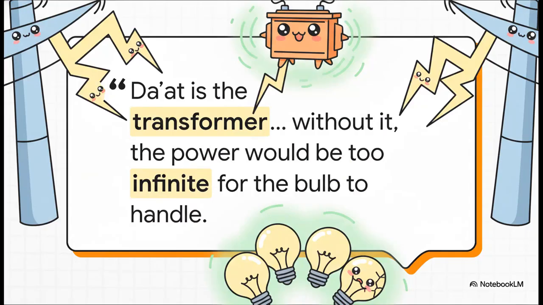This analogy from the source material is what really makes it all click. Think of the divine emanations as a high-voltage power grid, and our reality is just a tiny light bulb. Da'at is the transformer box on the street corner. It's that hidden but absolutely essential component that steps down the infinite energy into a form that our finite world can actually use. Without it, the light bulb would just instantly pop.